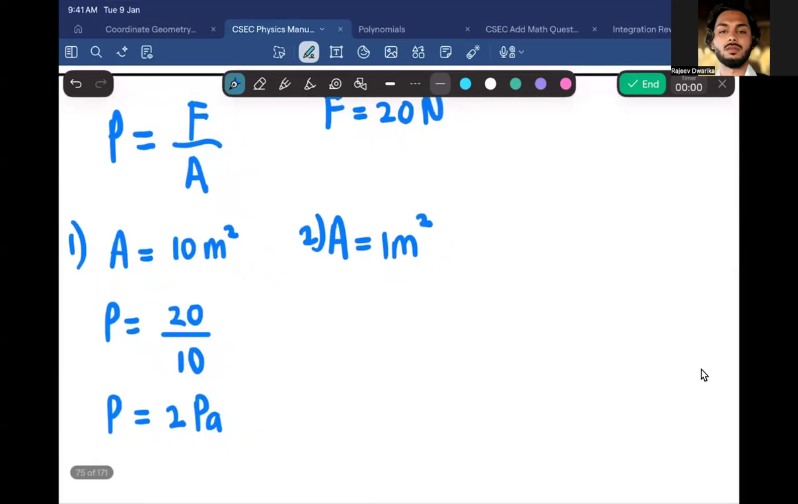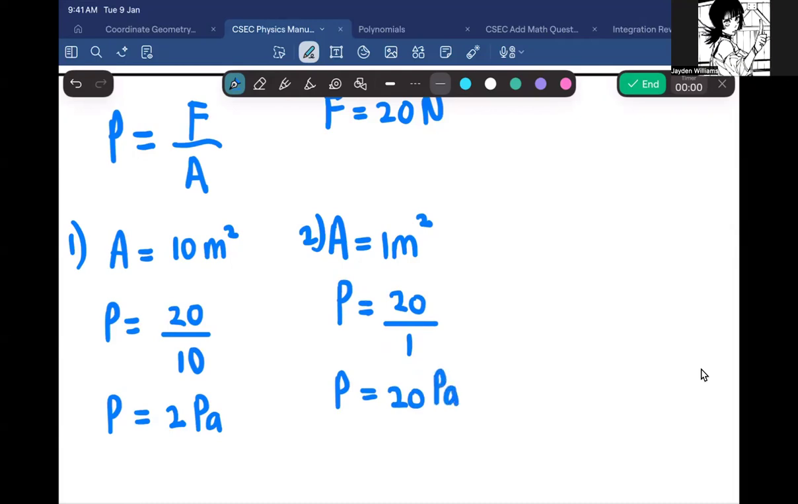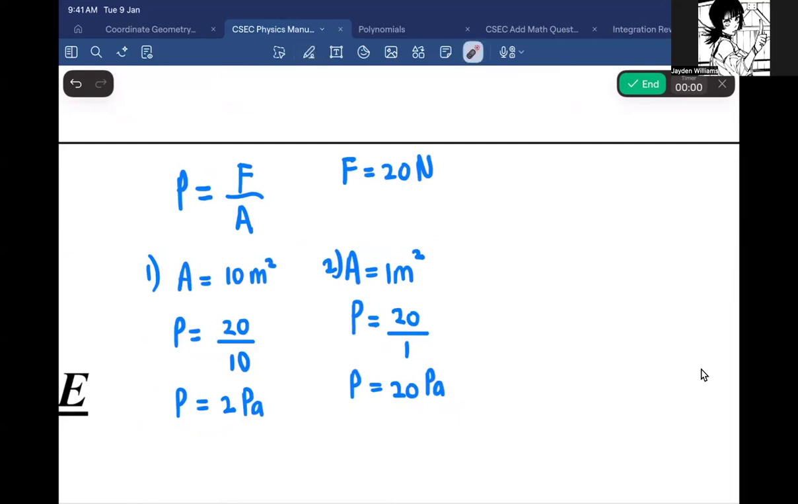What if I were to use scenario 2? My force again is 20. What is my area this time? In scenario 2, it's 1. What's 20 over 1? 20. And my unit of pressure is Pa, pascals, right? Which one exerted a greater pressure?